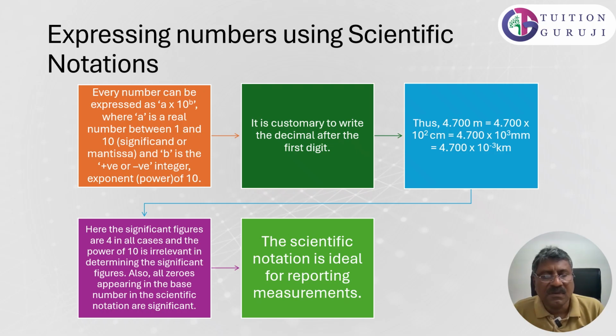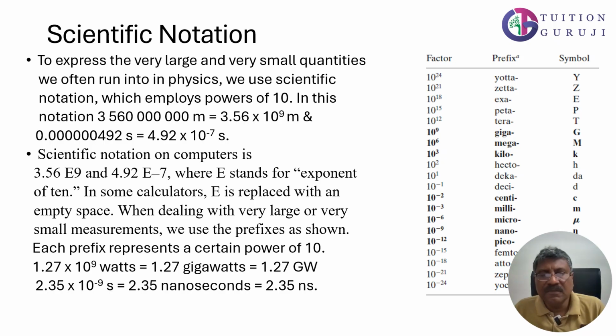Here the significant figures are all 4 in these cases, and the power of 10 is irrelevant in determining the significant figures. Also, all zeros appearing in the base number in scientific notation are significant. Scientific notation is ideal for reporting measurements. We many times come across very small and very big quantities in physics. To express these numbers, we use scientific notation, which employs powers of 10.